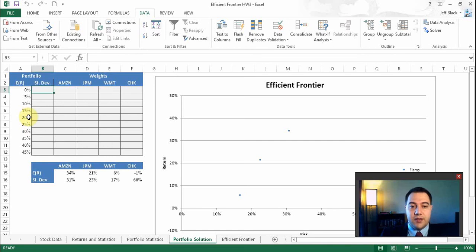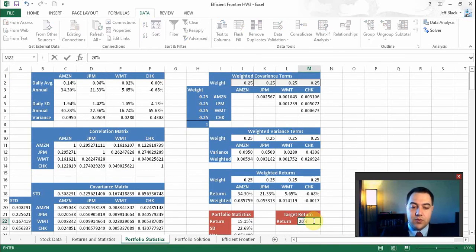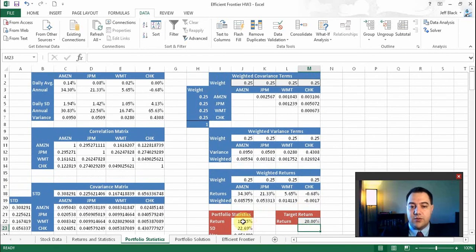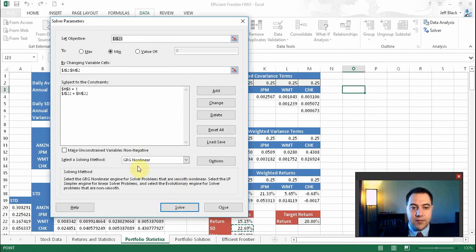Still, I'm going to start off in the middle here with a 20% target return. So if I put in 20% as my target return, what I'm going to do with Solver is minimize my standard deviation for a given level of return, 20%, by changing these weights. Let's go ahead and do that in Solver. I'm going to solve this using a nonlinear algorithm. Simplex typically uses something linear, which, since we're dealing with so many complicated functions here, a nonlinear is going to be best for us. Don't worry about the options. That gets a little too complex.